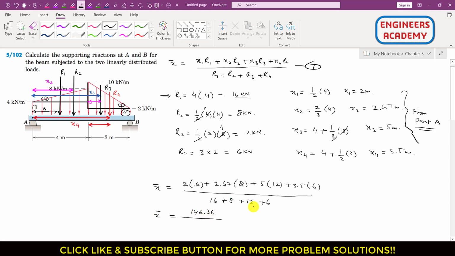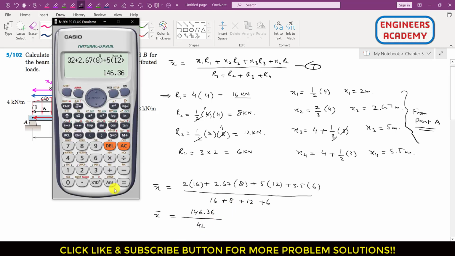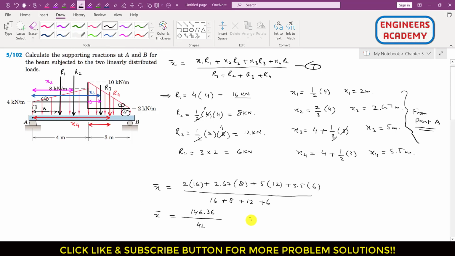And this gives us 42 kilonewton, right? So the whole resultant is 42 kilonewton. So now if we divide this, so this is 146.36 divided by 42. This is x bar is 3.485. Let me write it as x bar is equal to 3.485 meters, right? So now we can replace all this distributed load by a single pointed load, right?